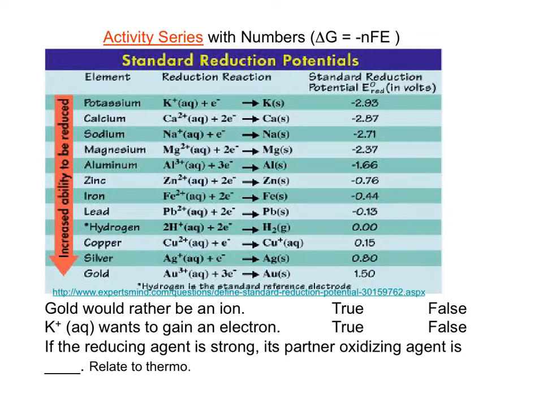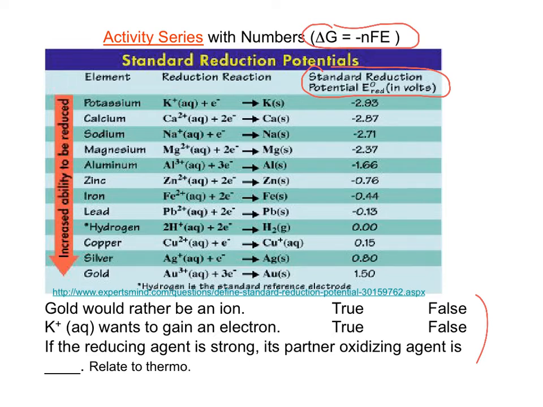The standard reduction potential table is really an activity series with numbers. The numbers refer to the standard reduction potential. The standard reduction potential is related to delta G, the change in free energy. So if the reduction potential is negative, that means delta G is positive and that reaction does not occur. That is, it's not spontaneous. So stop the video and let's apply these ideas to answer these questions.